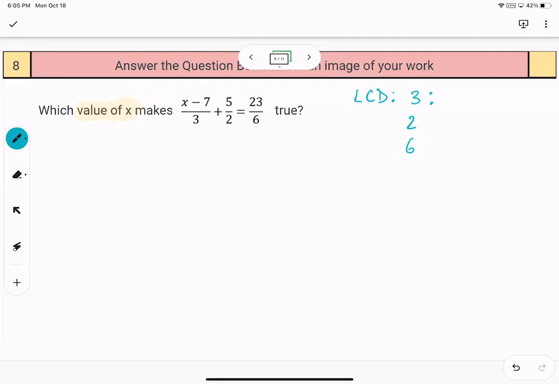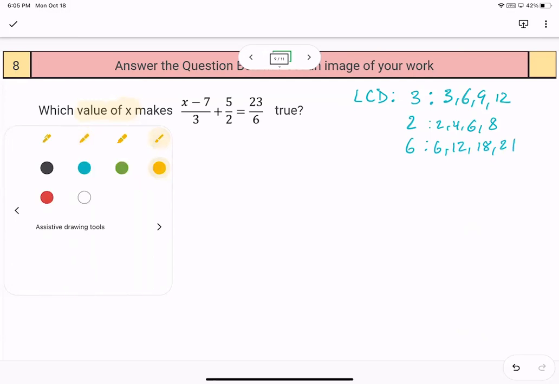So let's list some multiples of 3. That's 3, 6, 9, 12. Let's do 2. We have 2, 4, 6, 8. And for 6, we have 6, 12, 18, 24. If I look at these, the least common denominator they all have in common is 6. So I want to turn all of the denominators into 6. In order to turn 3 into 6, I'm going to multiply 3 times 2. Let me write it like this.